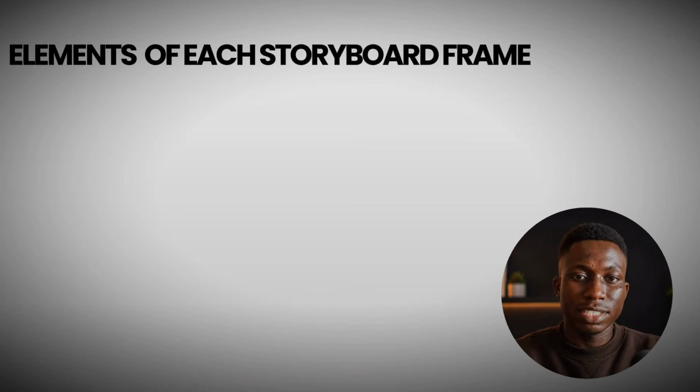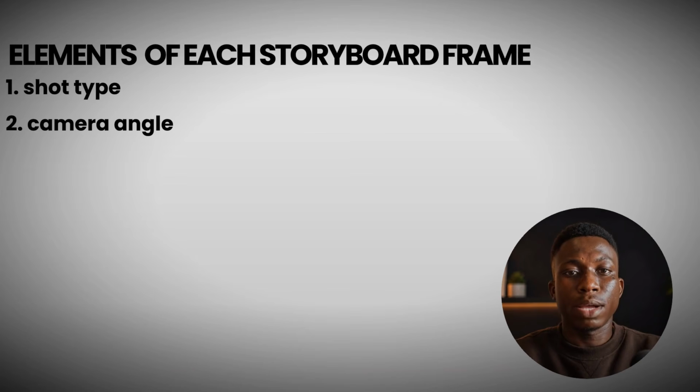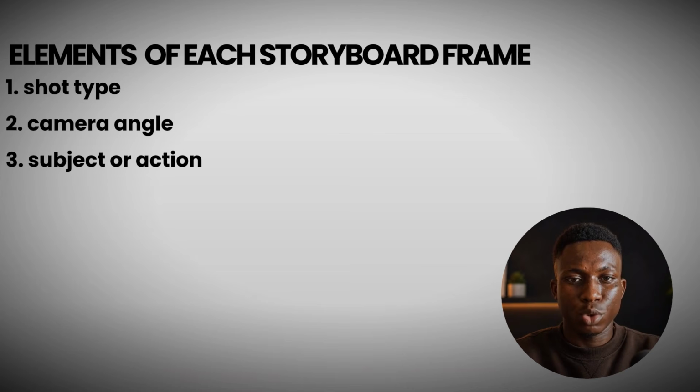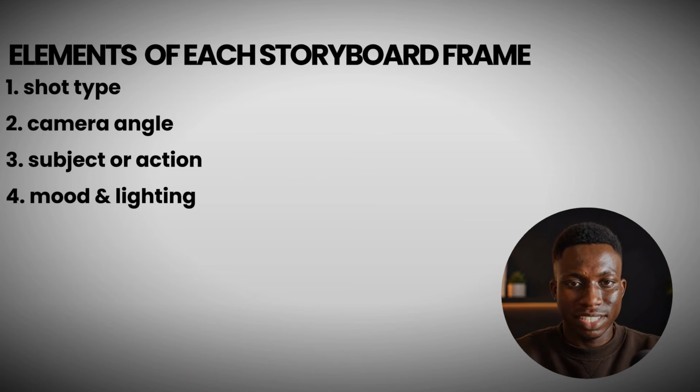Now, every storyboard frame, basically every shot, should define 4 major things. The first is the shot type. So this could be a wide shot, medium shot, close-up shot, and so on. The second thing is the camera angle. So you could have a high angle, low angle, eye level angle, and different variations depending on the scene. Then the third thing is the subject or action. In other words, what exactly is happening inside that frame. And finally, the fourth thing is the mood and lighting. This part helps maintain visual consistency throughout your entire film, and that consistency is very important in AI filmmaking.